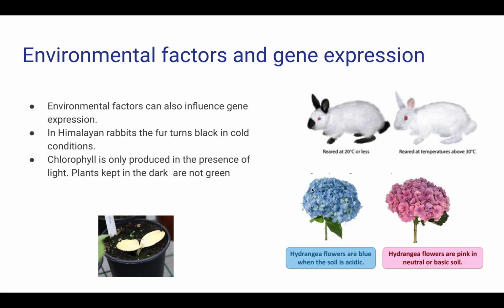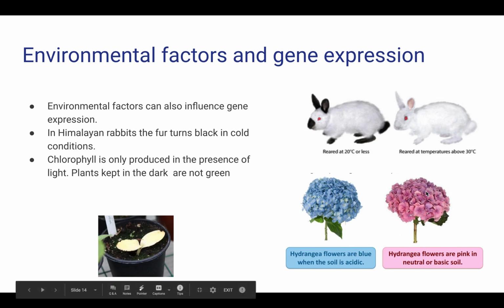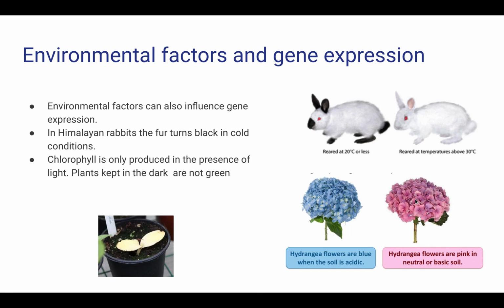And these hydrangeas, you might have these in your garden. They are blue when the soil is acidic and pink when it's neutral, when it's 7 or slightly above. And the more acidic the soil is, the darker blue, they'll turn purple, and the more alkaline the soil is, the brighter pink. So the environment is actually affecting the way that the gene is expressed.